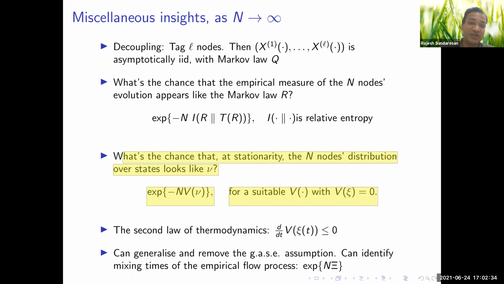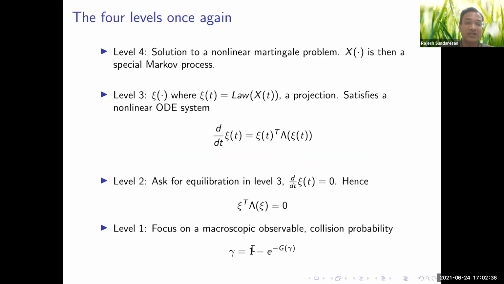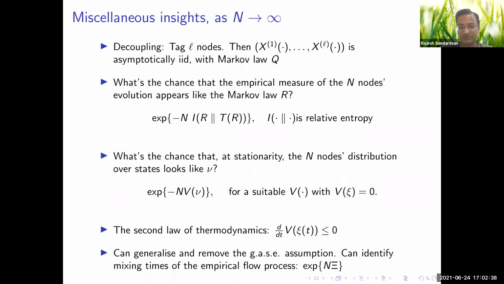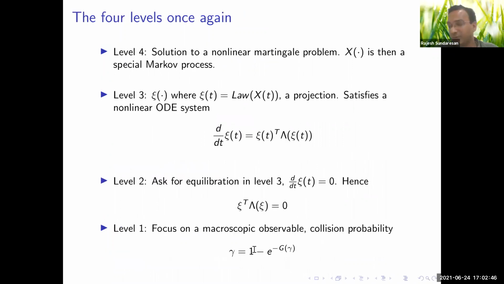And in that situation, we can also find out the times for which you will remain near one equilibrium, the exit times. You can characterize all of these for the empirical flow. Okay, so with that, I will stop. I will leave this particular slide, which captures the 4 levels once again for you to look at as we go through the questions. Thank you very much.